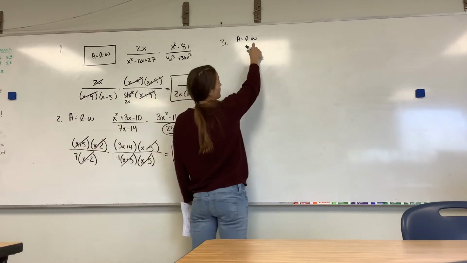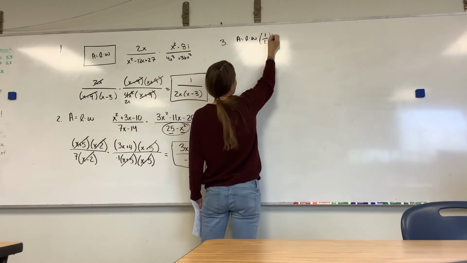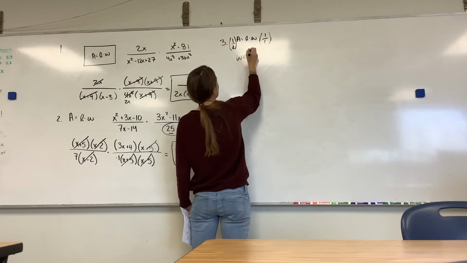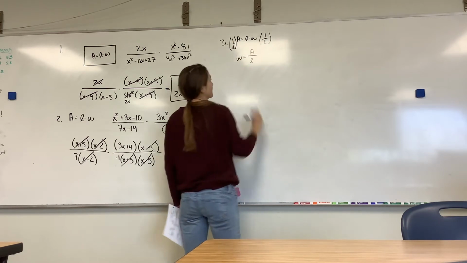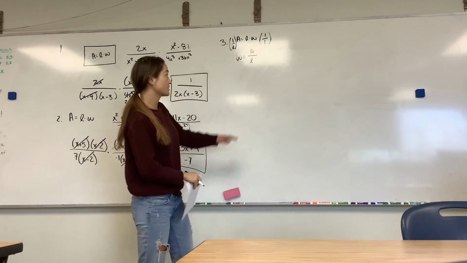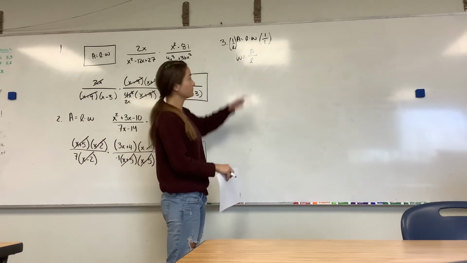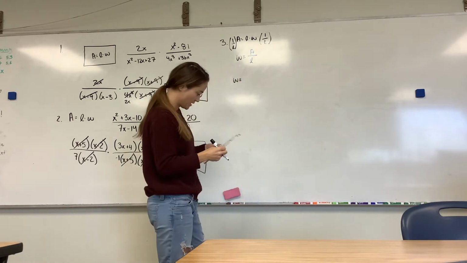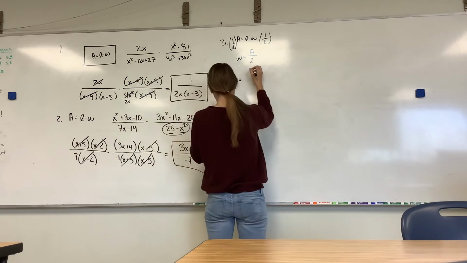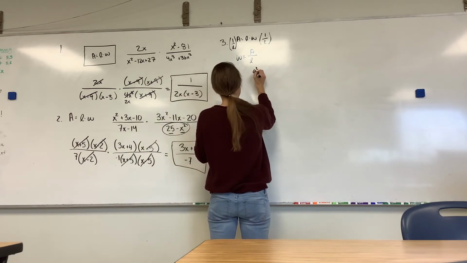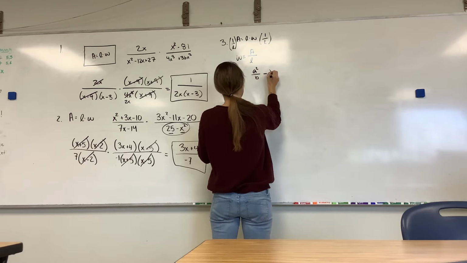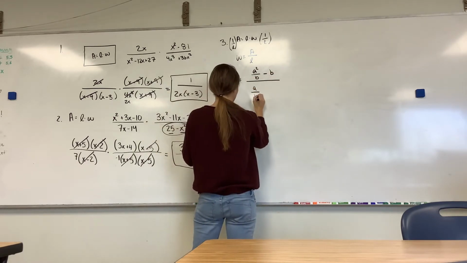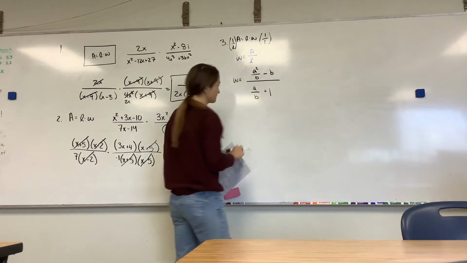So to solve for W, I would have to divide by length, and you get that width is equal to area divided by length. So now this is the same thing, except now we're dividing rational expressions. So I get that width is equal to area, which is a squared over b minus b, all over the length, which is a over b plus 1.